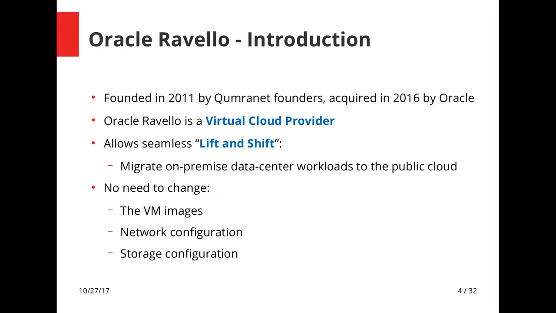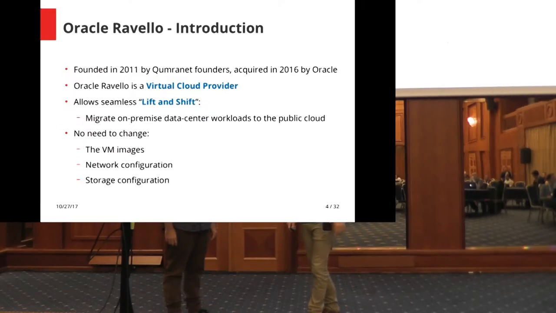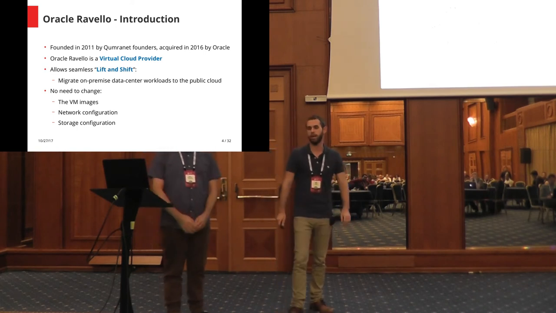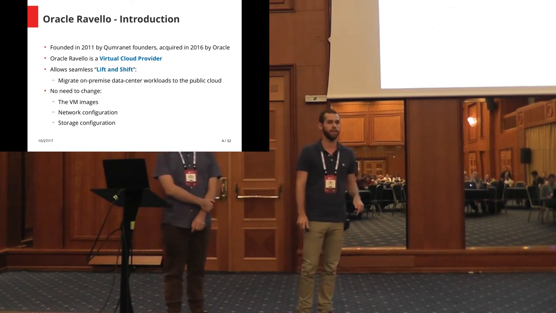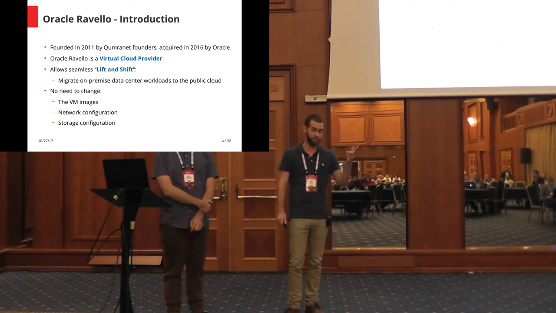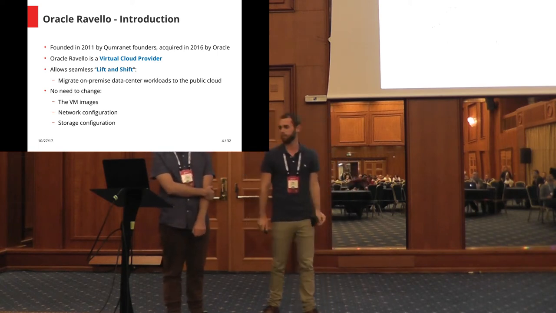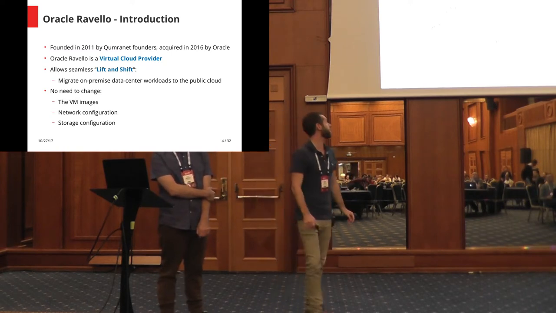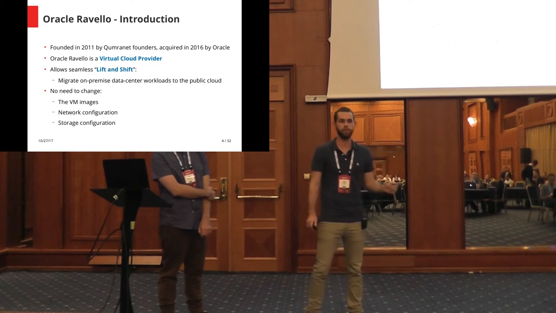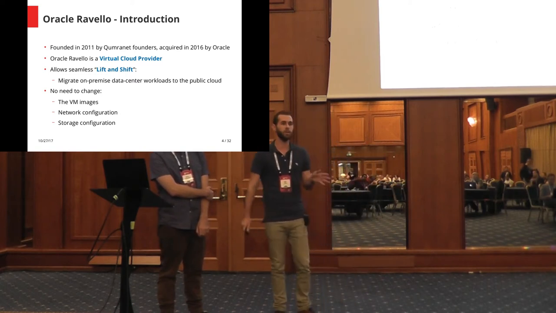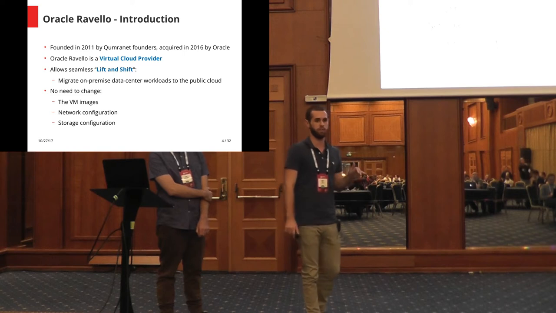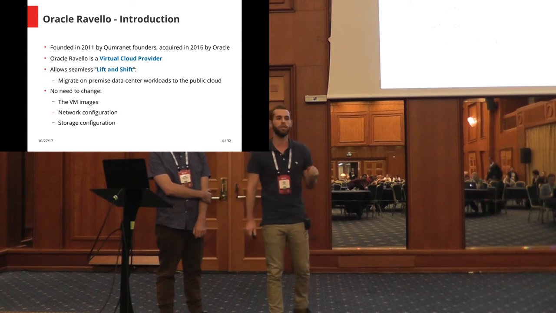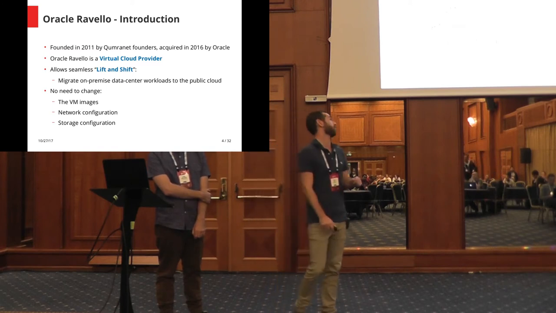So let me begin by describing what Oracle Ravello is. This is important to understand the rest of the talk. Ravello was founded in 2011 by the same guys who started Qumranet, which created KVM, and it was acquired by Oracle in 2016. So Oracle Ravello is basically what we call a virtual cloud provider. It runs just like any other cloud provider, but on top of other cloud providers, such as AWS, Amazon's cloud, and Google Cloud, and also OCI, which is the Oracle Cloud Infrastructure.